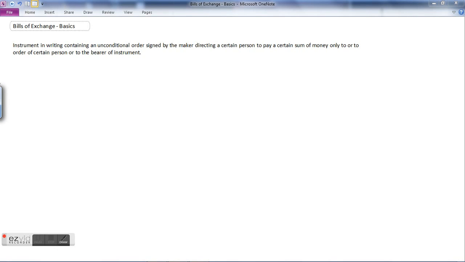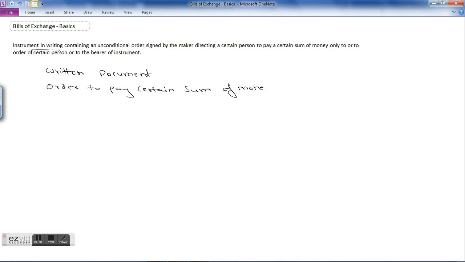Let's understand this part by part. A bill of exchange is an instrument in writing, so there is some written document. What does it contain? It contains an unconditional order, which is signed by the maker. So what is the order? The order is to pay a certain sum of money.